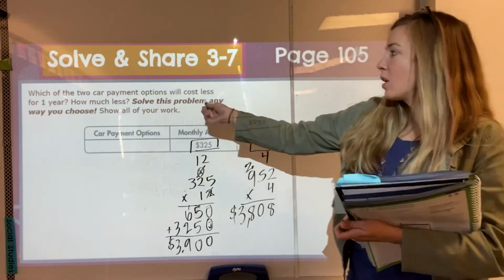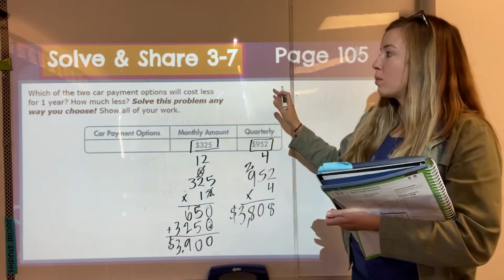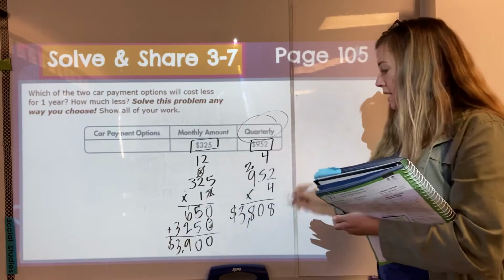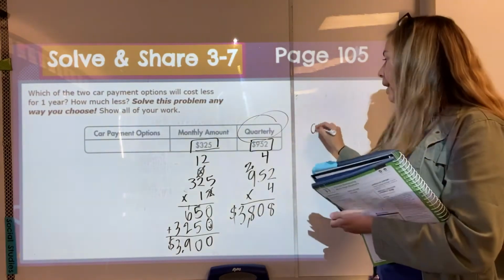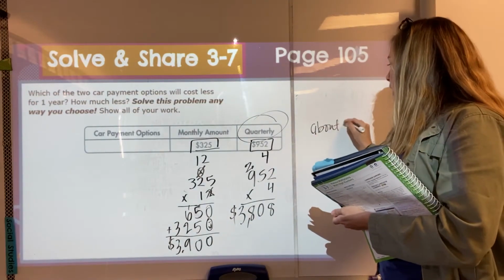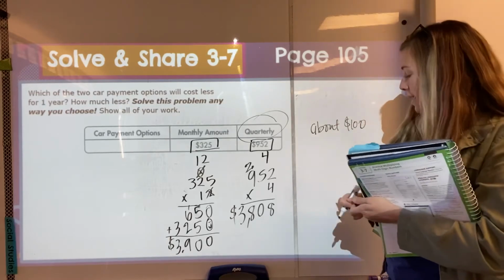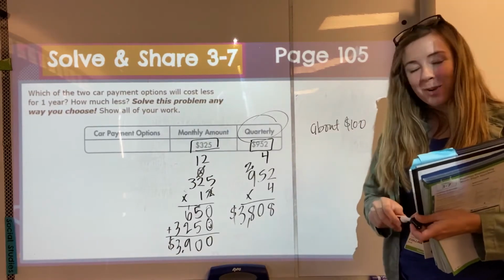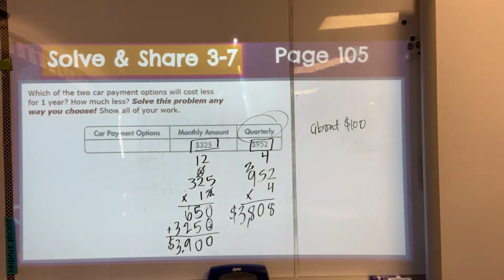All right, so how much, well, which costs less? The quarterly costs less, and we could just say about $100 less. Really, it would be like, what, 92, but about 100 works. Okay, go ahead and flip over to your next page.